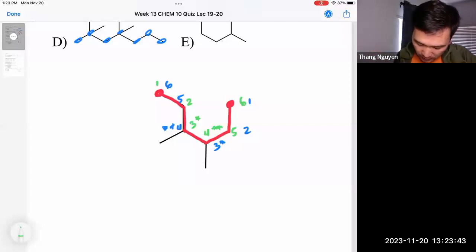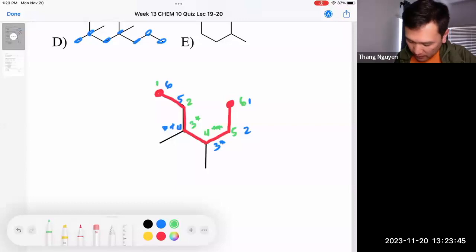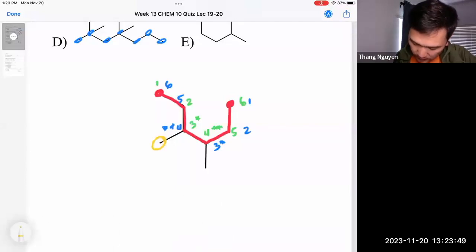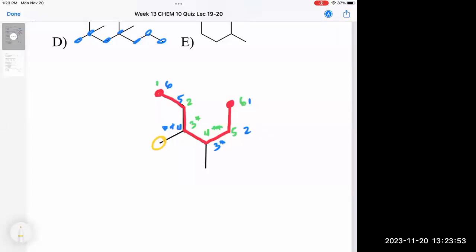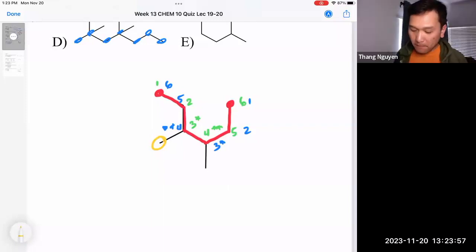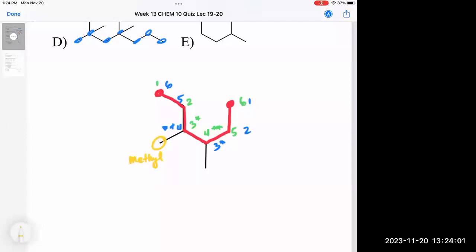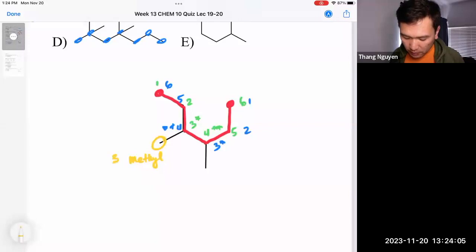Okay, so let's now name it. First thing we have to know is what's the name of the substituent? What do we call this substituent? How many carbons does it have? 1 carbon, very good. If it's 1 carbon, we call it a methyl. I'm just going to go with the green in this case. And that methyl is on number 3, so I'll call it a 3-methyl.